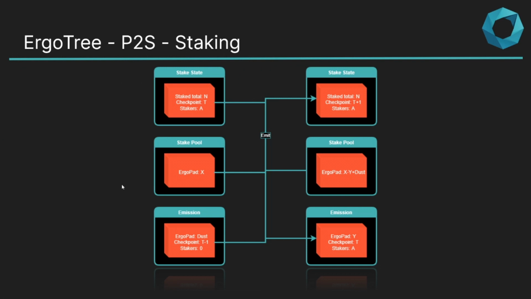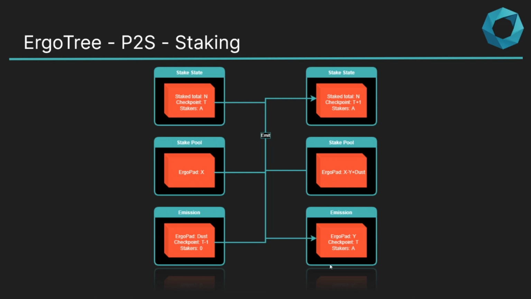In the emit transaction, we start a new cycle. So this will be run once a day. Any leftover ErgoPad from the previous cycle's emission box is returned to the stake pool, and a new emission box is filled with the daily emission. The emission box also takes a snapshot of what information we have in the stake state. This way we can do our calculations for distributing the staking rewards on a stable foundation.